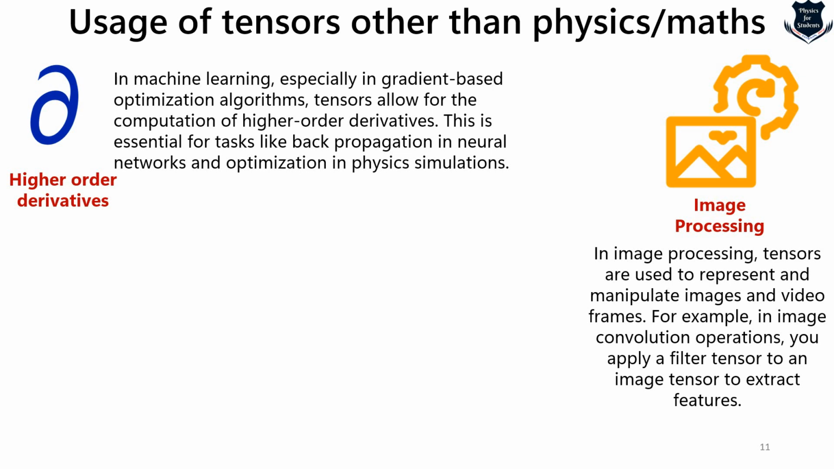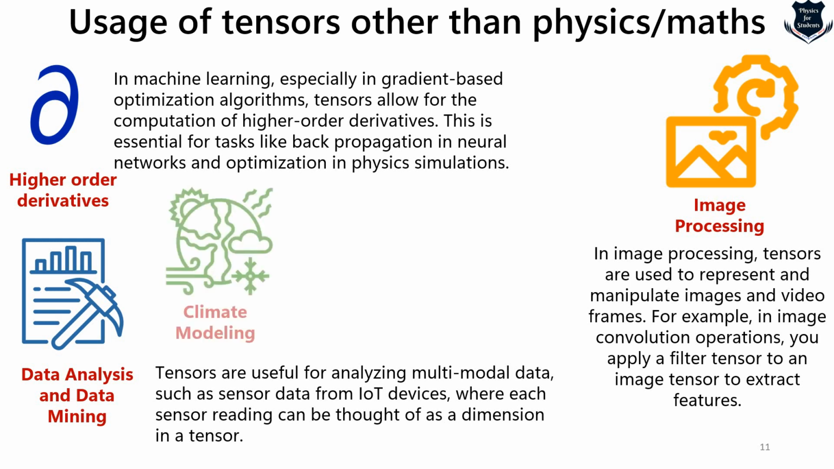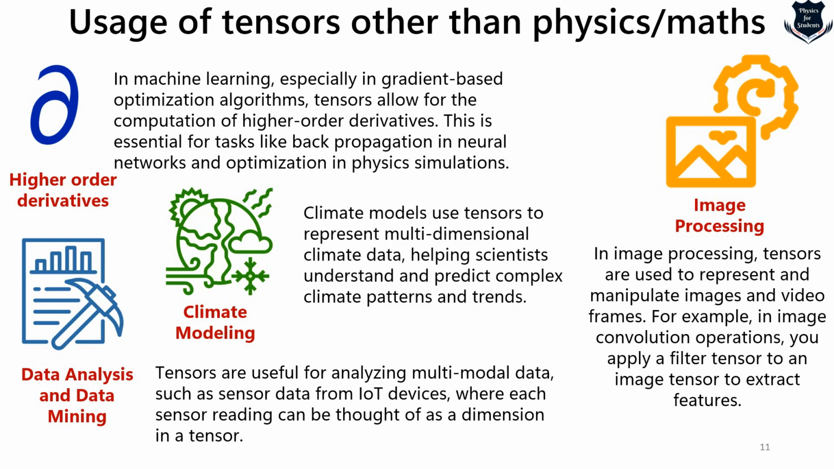Image processing: all the image data is stored in the form of tensors, and image convolution operations apply a filter tensor to extract features from images. Data analysis: yes, a huge amount of data in every part, not only in social media, is being analyzed with the help of tensors. And most importantly, climate modeling. When you model the climate of a specific zone, you have multi-dimensional climate data, and the general way of storing data is not sufficient. Tensors help scientists understand and predict complex climate patterns and trends.